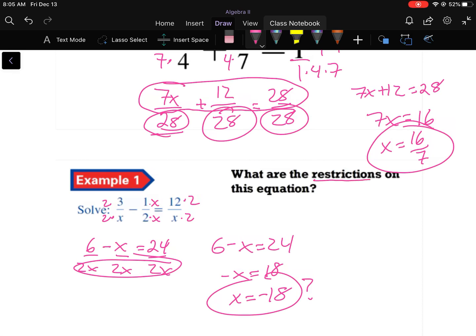Now I got to worry about restrictions. Basically, what numbers will make this fraction turn into 0? And that number is 0. So x cannot be equal to 0. That's the one answer I can't get. So negative 18 should be good to go.